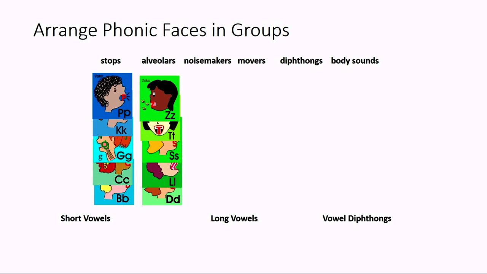All right, the next group are the noise makers. These are sounds that make some noise. So you're biting your lip and passing that quiet air.